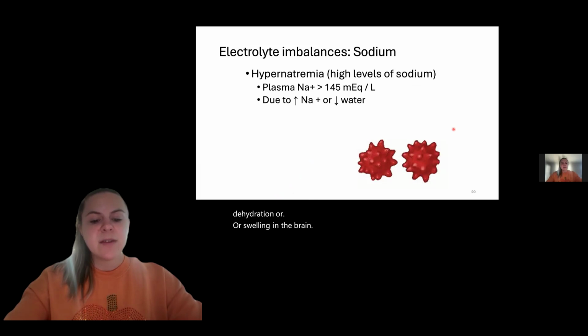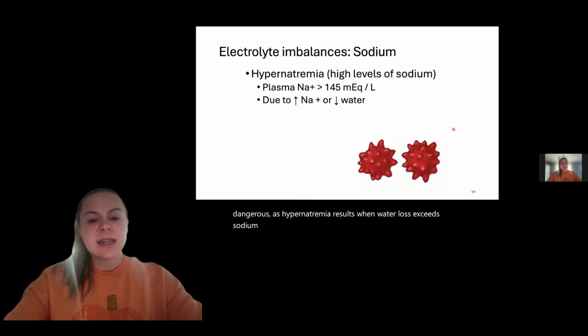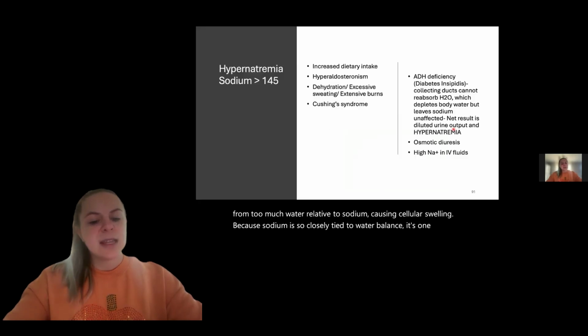When sodium levels are too high, we call it hypernatremia. When they're too low, we call this hyponatremia. Both conditions are dangerous, as hypernatremia results when water loss exceeds sodium loss, leading to dehydration of cells. Hyponatremia results from too much water relative to sodium, causing cellular swelling. Because sodium is so closely tied to water balance, it's one of the most clinically significant electrolytes.